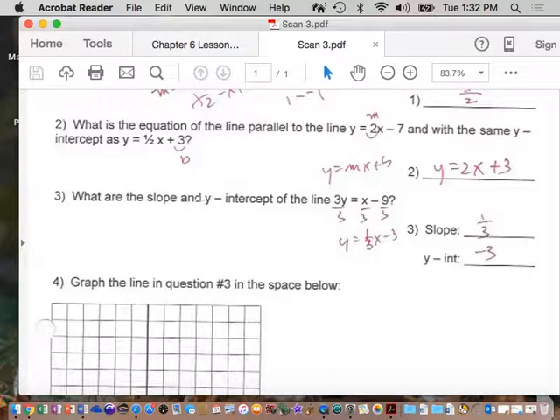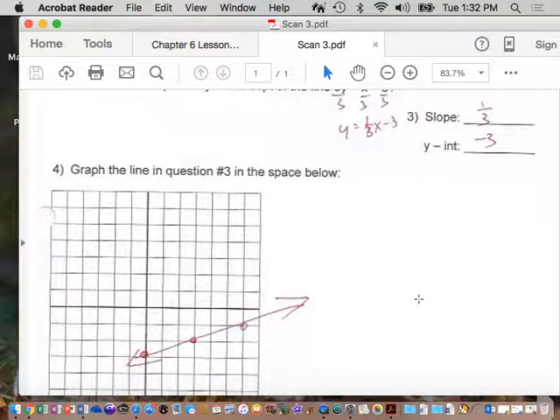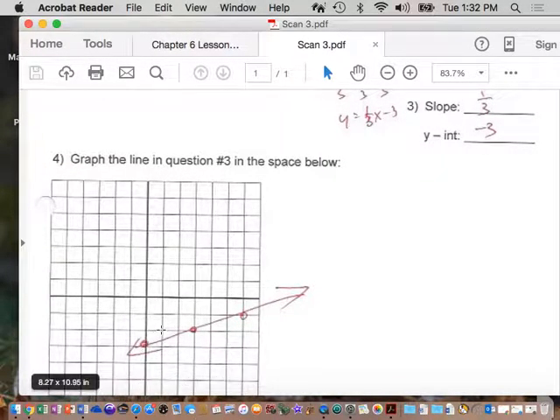What are the slope and y-intercept of this line? The problem is the way the line is set up, it doesn't say y equals. So I have to get the y all by itself, which means in this case I need to divide by the 3, which I did. The slope is 1/3, the y-intercept is negative 3. Then it wants me to graph that line. So I begin at negative 3, and I go up 1 over 3, up 1 over 3, and draw my line.